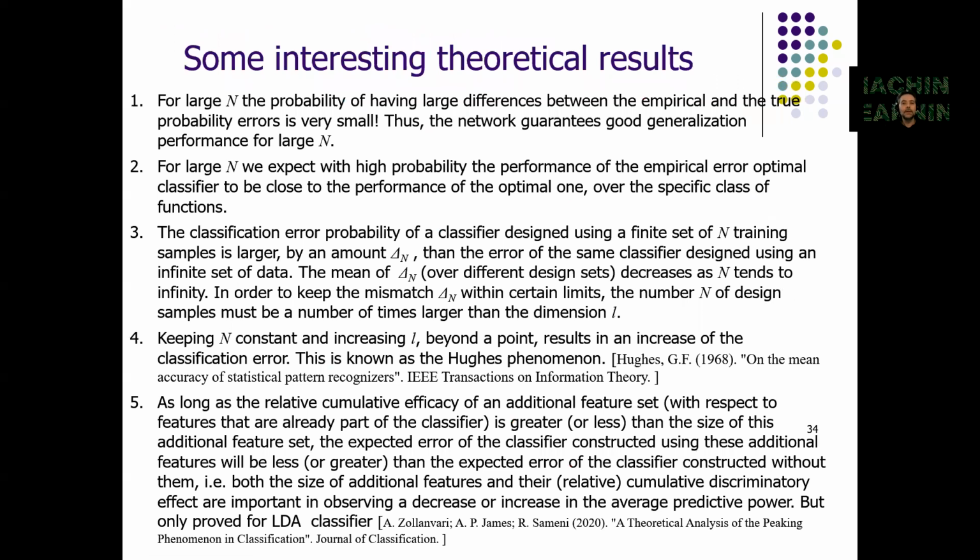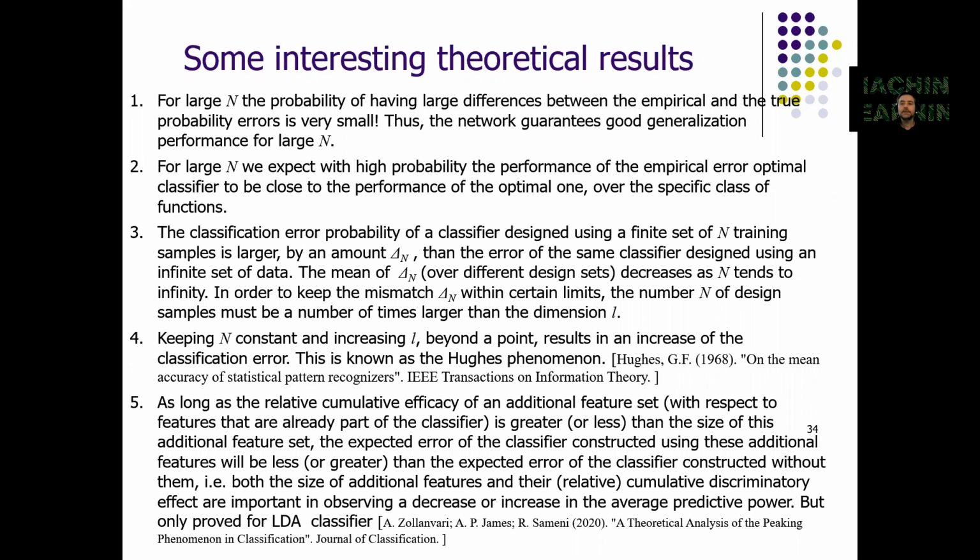And on this slide, I have summarized some of the theoretical results which I thought are very interesting, because basically they are used as guidelines when we train models, and different packages actually have this kind of guidelines implemented by default because there is a theoretical basis behind it. So the first one: for a large number of training points, the probability of having large differences between empirical and true errors is very small. So basically that guarantees good generalization if you have a large number of training points.